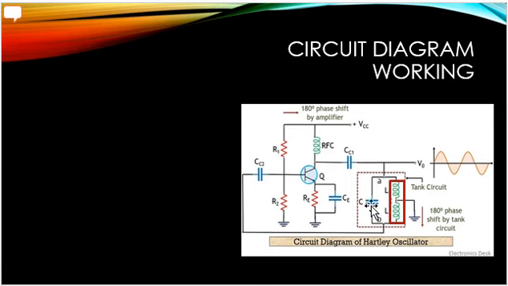This particular repeat cycle will cause a sine wave to be produced across the tank circuit. This sine wave is caused by the small alteration across it, and it will be given as an input to the base of this transistor through the CC2 terminal. Now the transistor Q2: this is the sine wave given over here, and that will be given to the Q terminal.